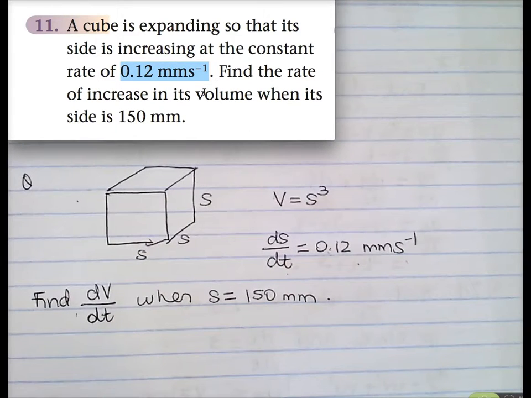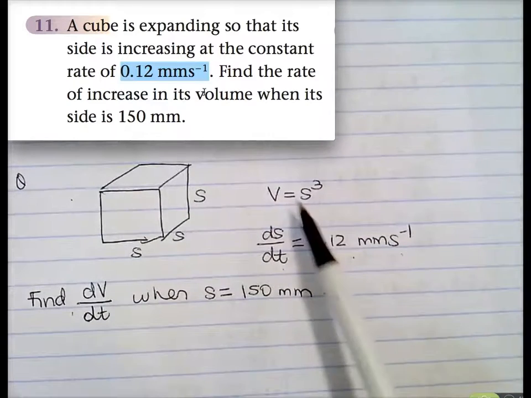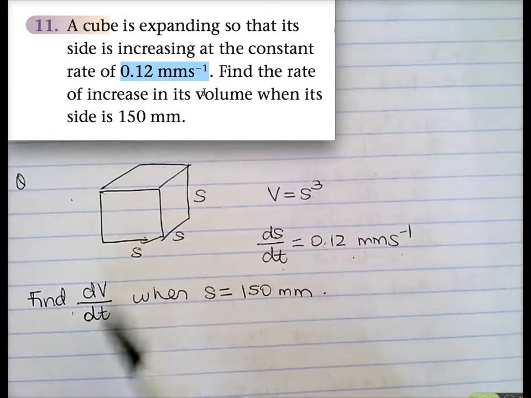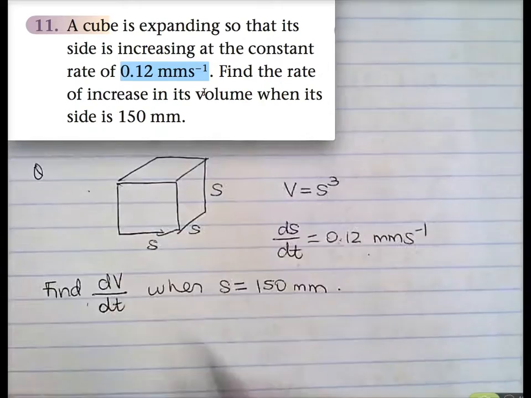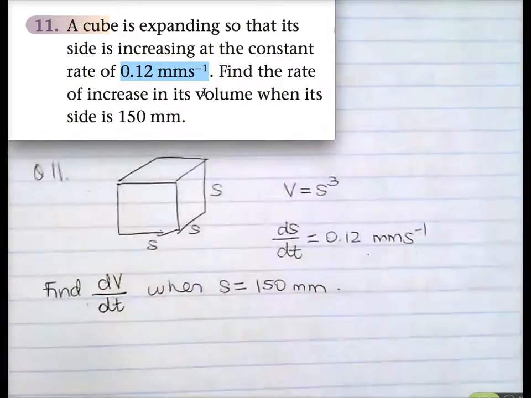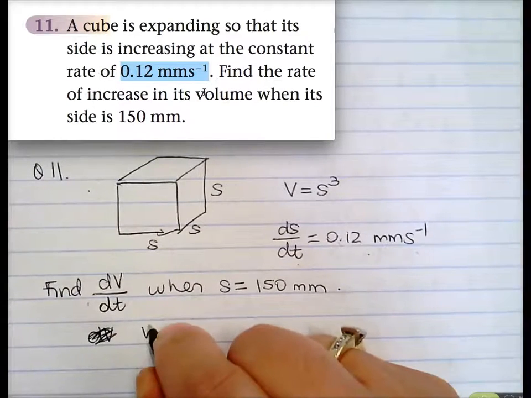Okay. So find dV, rate of increase of volume is rate of increase with respect to time, just like rate of increase of side length is with respect to time. Pretend you just got this now, that V is s cubed, find dV dt when s is 150. We know that ds dt is 0.12. Let's go. This is question 11. So what do we do? dV, actually, what do we do first? dV ds. Yeah.